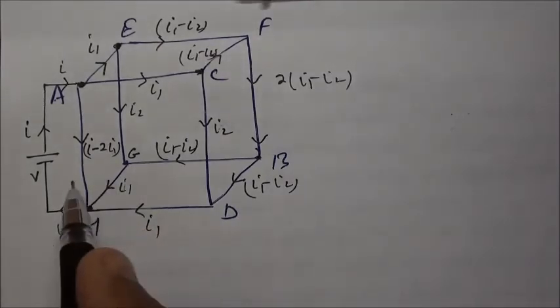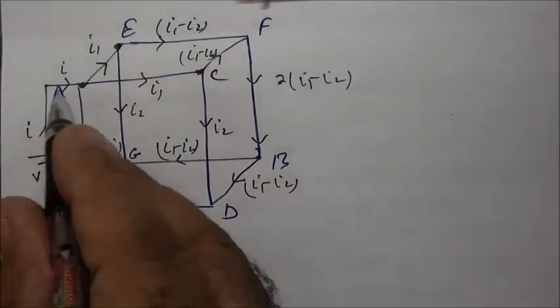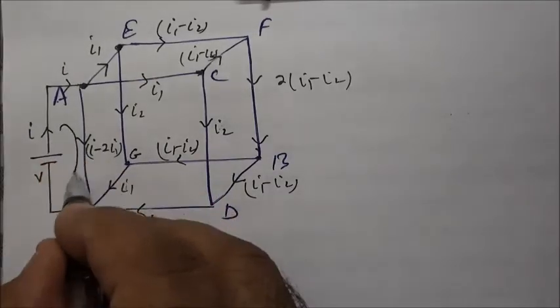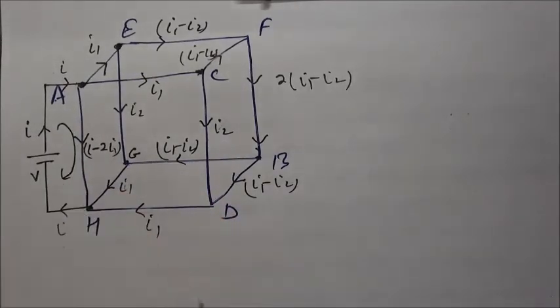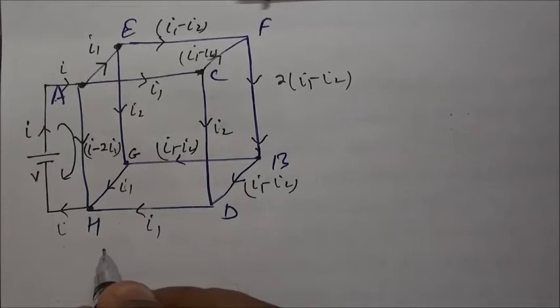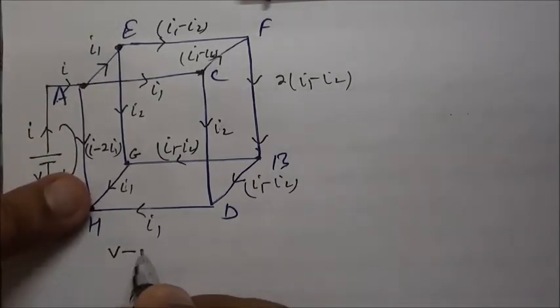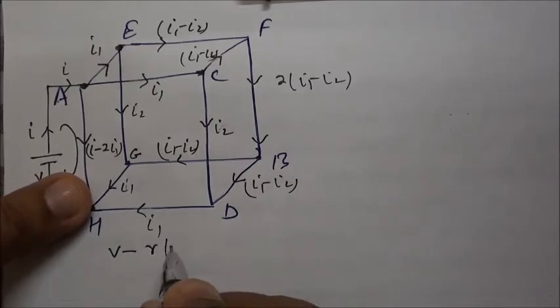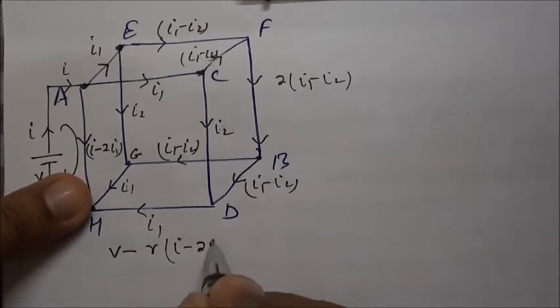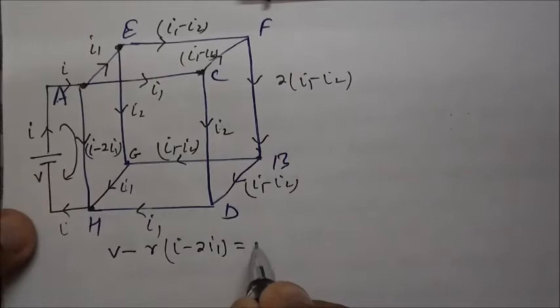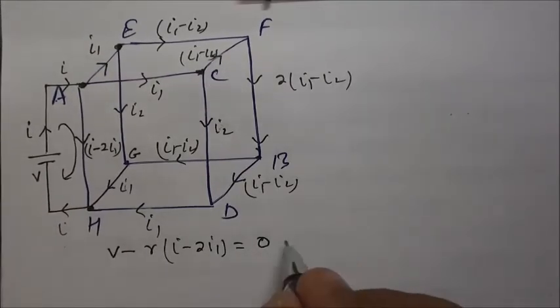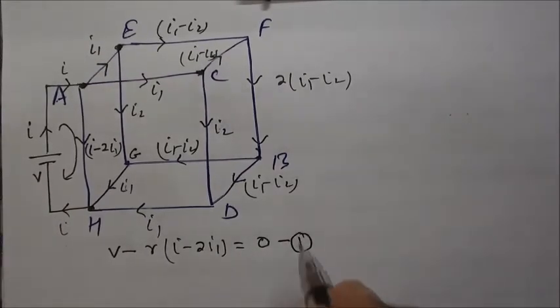One, we will try to include this V, so I can take this shortest one. This loop I am taking. So what will be the equation for it? V minus R into I minus 2I1 equals 0. Let this be the equation 1.